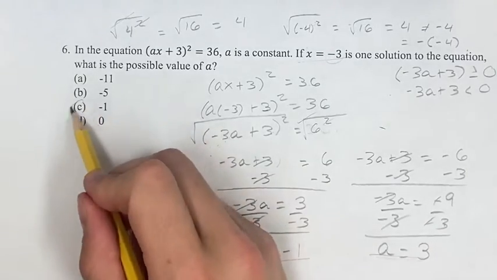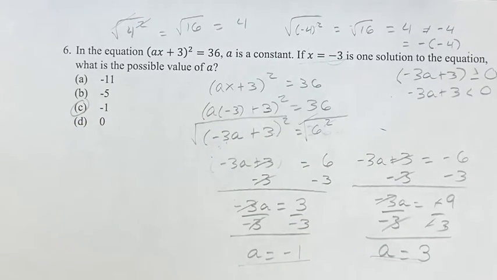And choice C, -1, is the only answer that lines up with one of these. None of the choices have 3 as the answer, so C is going to be your final answer.